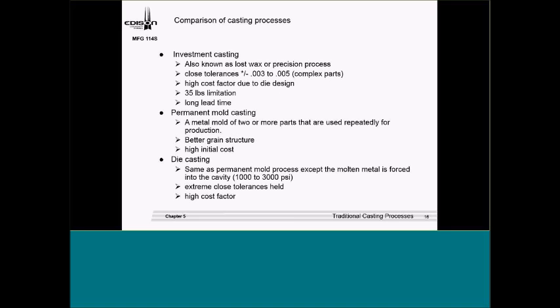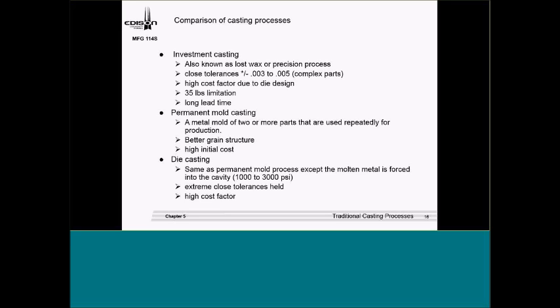Investment casting is known as a lost wax or precision process. Here you get very close tolerances, 3 to 5 thousandths on complex parts. You have a higher cost in this process because of the die design. You're generally limited to about a 35-pound limitation, and you have a long lead time. Generally the lead time is because you've got to manufacture and produce the die itself.